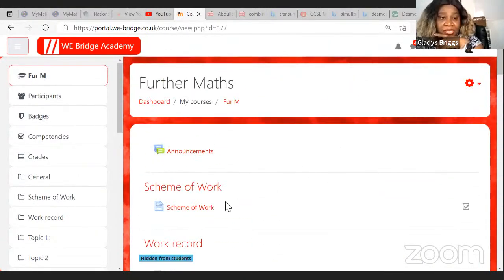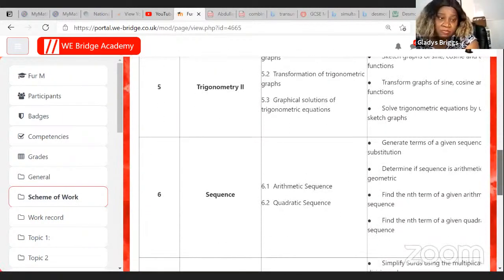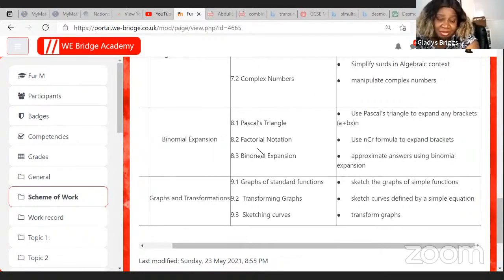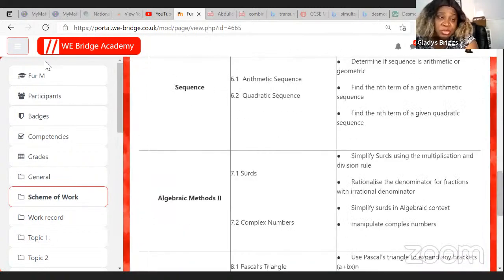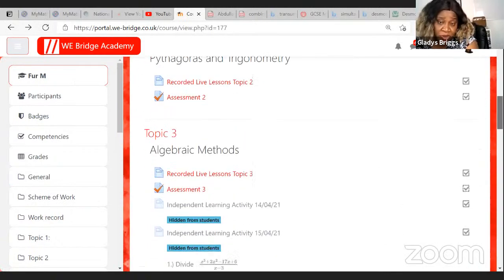So for topic 8, from our scheme of work, we are supposed to be able to do binomial expansion, okay? And lots of you struggled with this. The Pascal's triangle was simple for some of you, but once I introduced the factorial notation and using the nCr to work it out, some of you began to struggle with it. And because it's a new thing, you're going to struggle with it, but you need to know how to do it, okay? To pass the course.